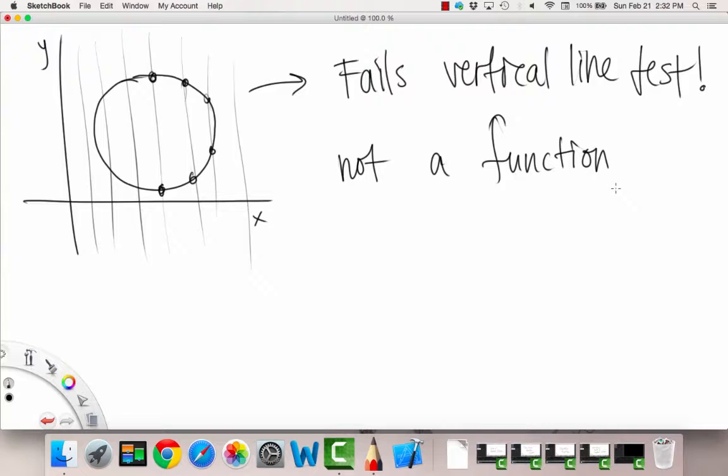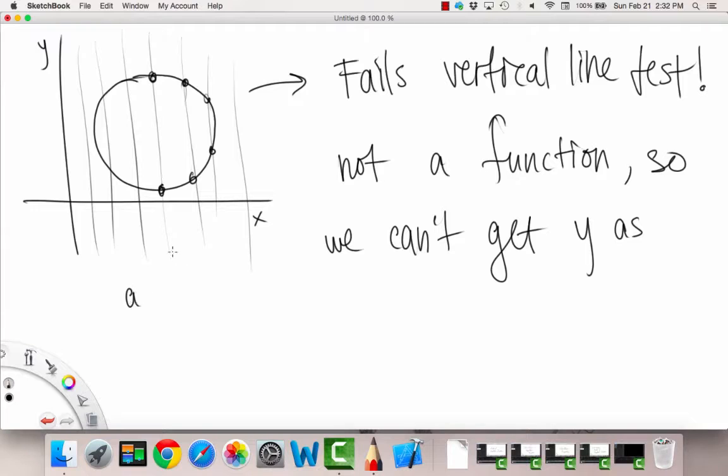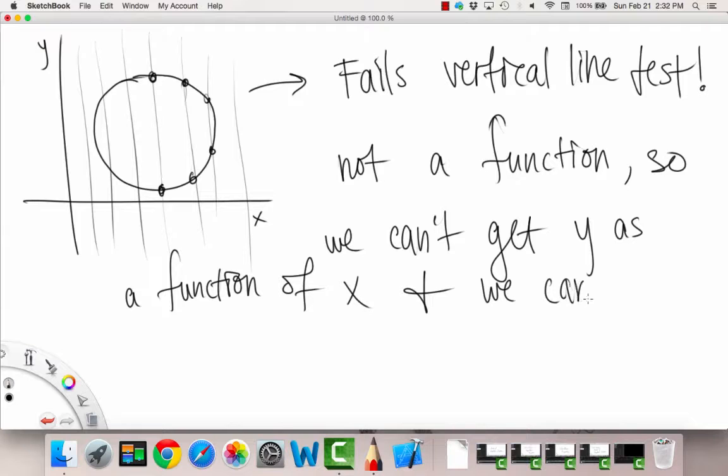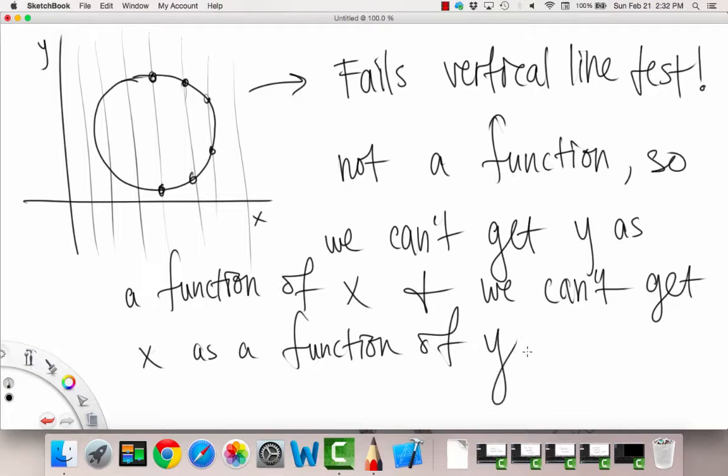So this means we can't explicitly solve. We can't get y as a function of x only, and we can't get the other way either. We can't get x as a function of y. So that means that whenever we do try to solve for points on a circle, we have to solve it algebraically.